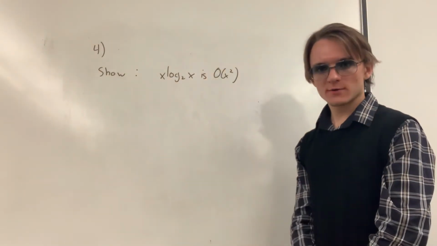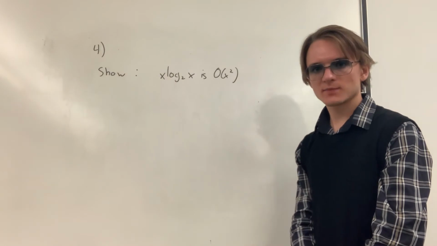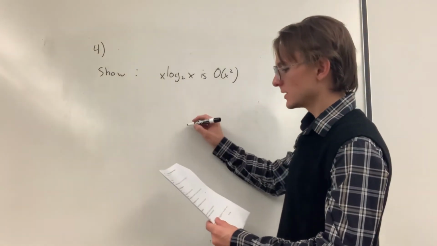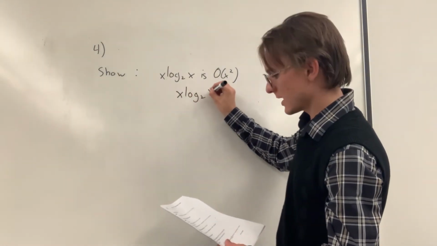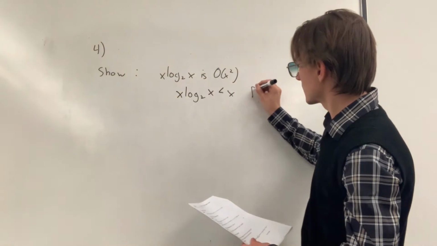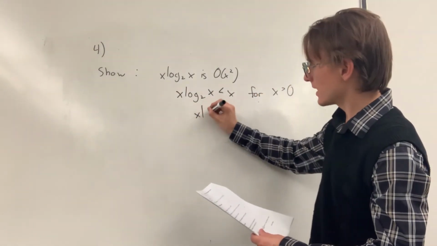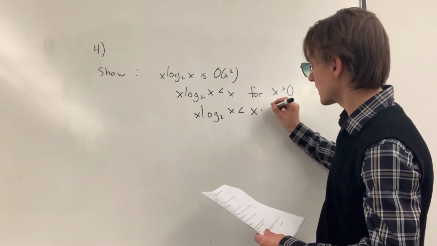Okay, so part 4 now. Show x log base 2 x is big O x squared. We could probably use the definitional method again. We see that x log base 2 x is less than x for x greater than 0. Therefore, x log base 2 x is less than x times x.